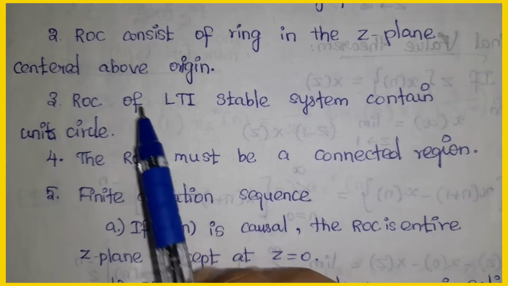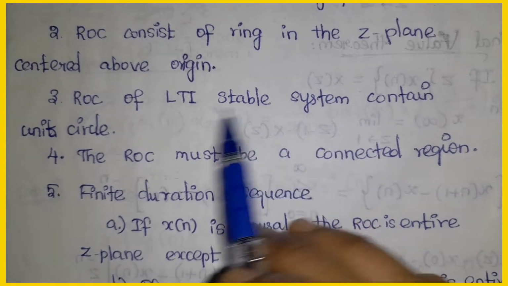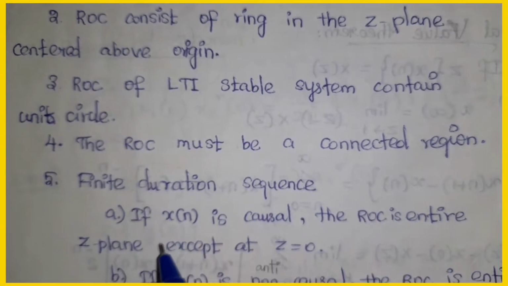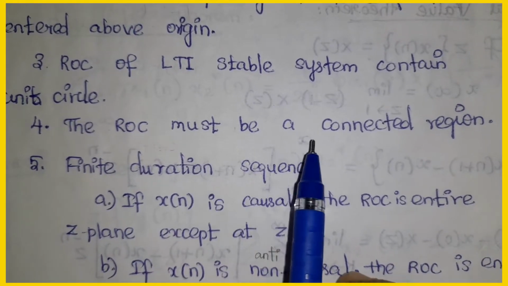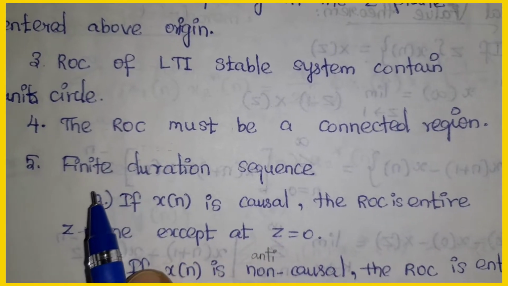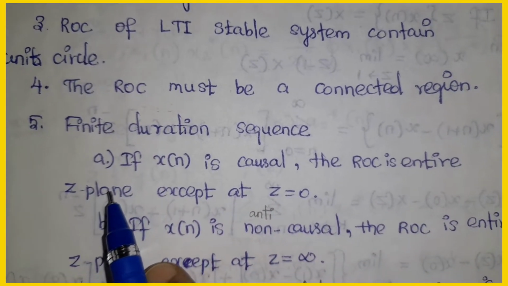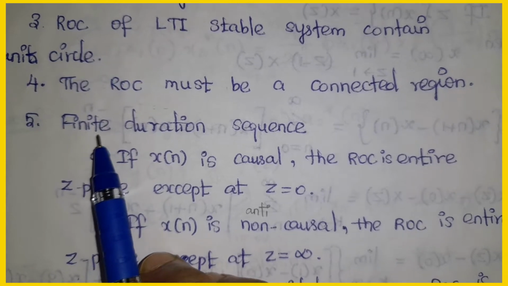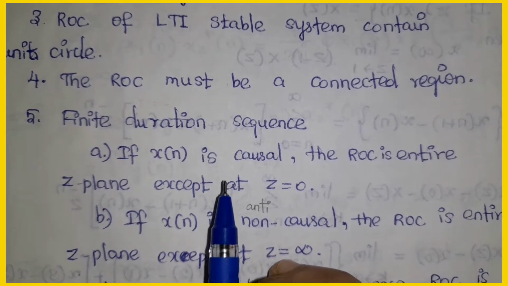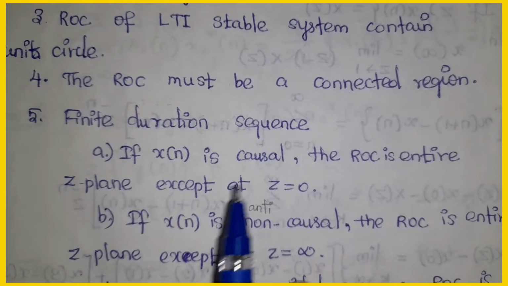And then next point, ROC of an LTI stable system contains the unit circle. So these are the few points. This one will be important: the ROC must be a connected region. Next one, finite duration sequence. From this sequence, we have to draw the ROC circle at the end of the problem.